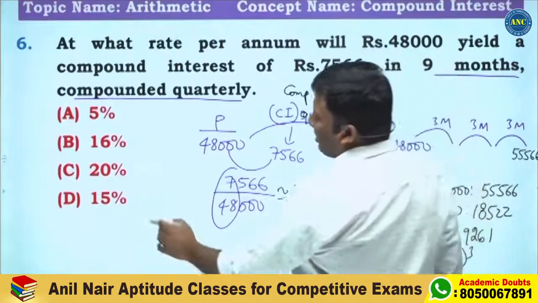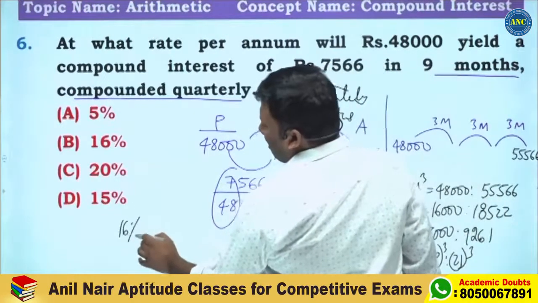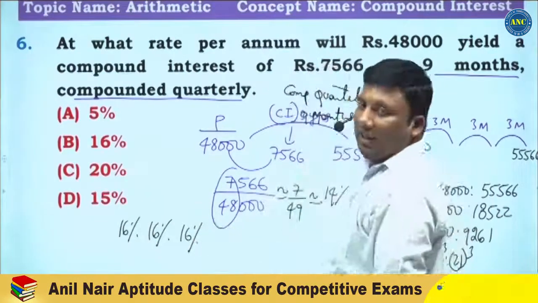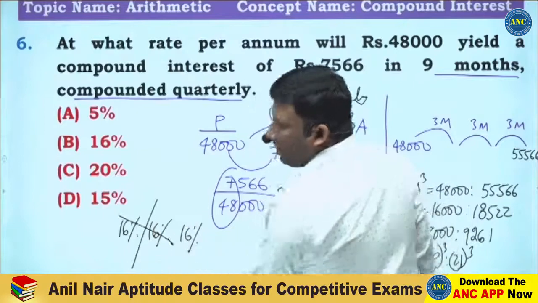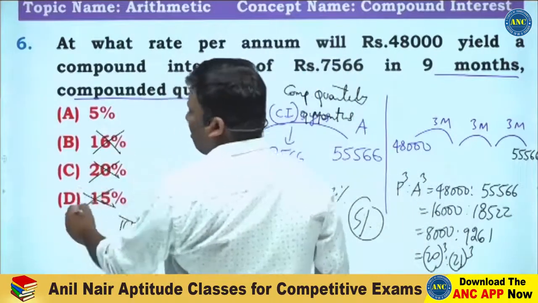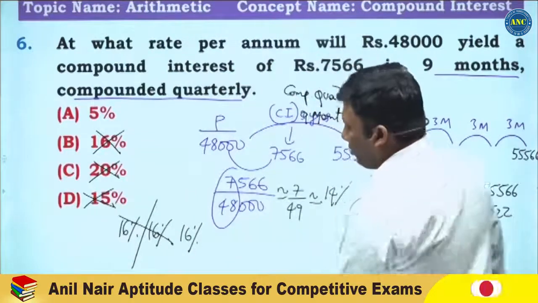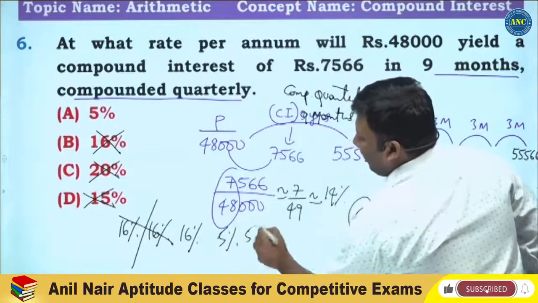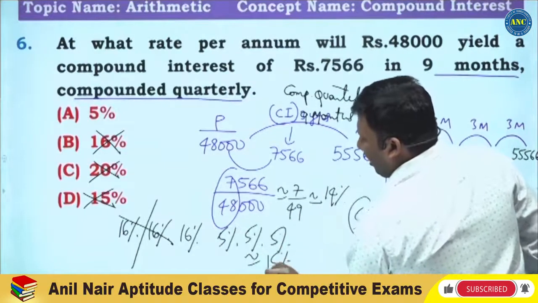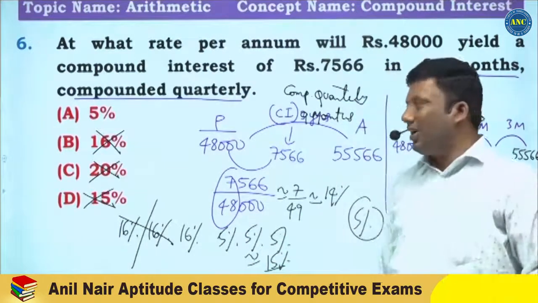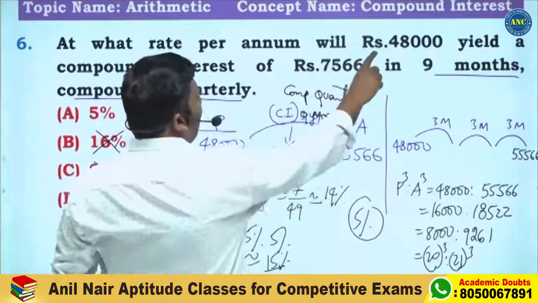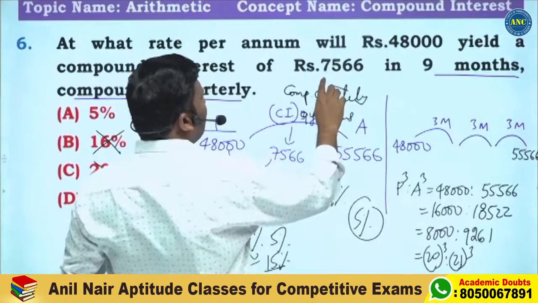Answer done successively. Second option, 16, 16, 16. The answer should be closer to 15. It is only greater than 32. Out. If 16 is out, anything greater than 16 will give more values. So 5, 5, 5, 5 approximately gives around 15%. Yes or no?